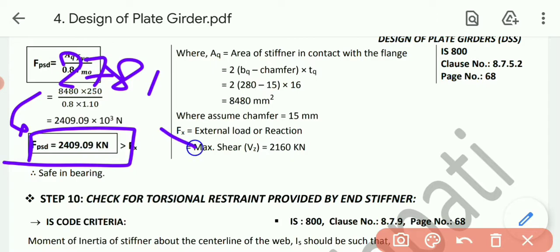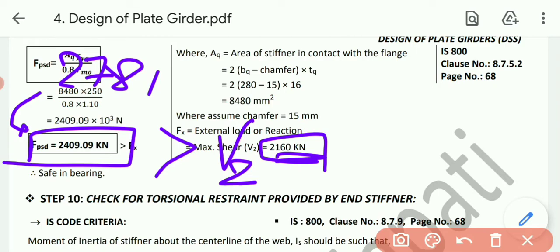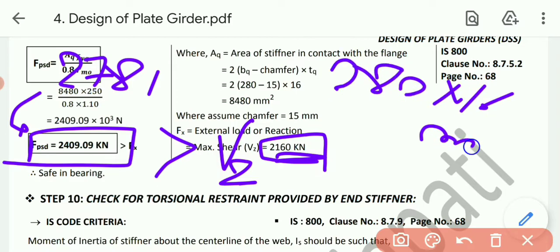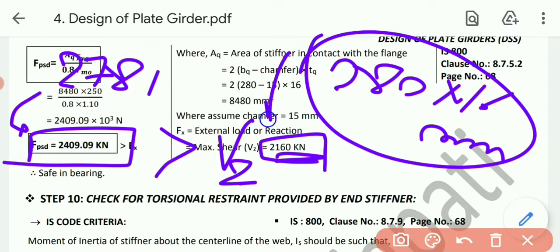Now this decreased strength must be greater than Vz. Vz means we can say our reaction, that is 2160. It is greater than that one, hence okay. So the size of the stiffener which we have chosen, say 280 cross 16 mm, is sufficient to carry out the shear load of 2160 kN. So this one is the design of end bearing stiffener.